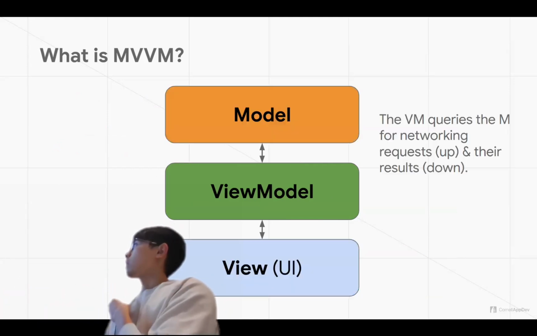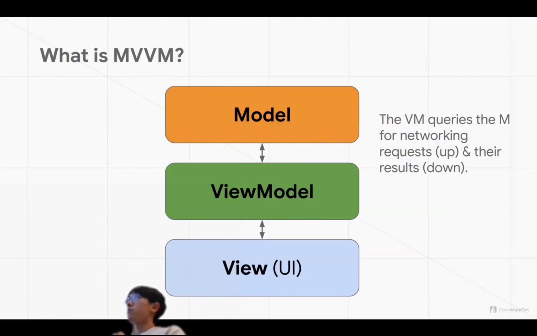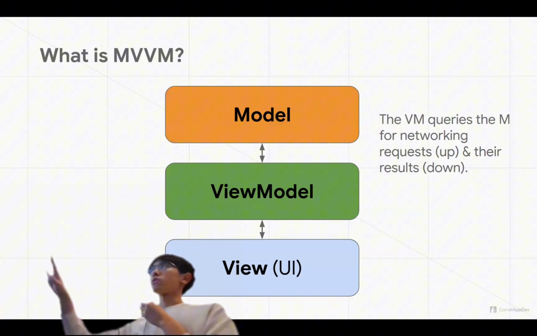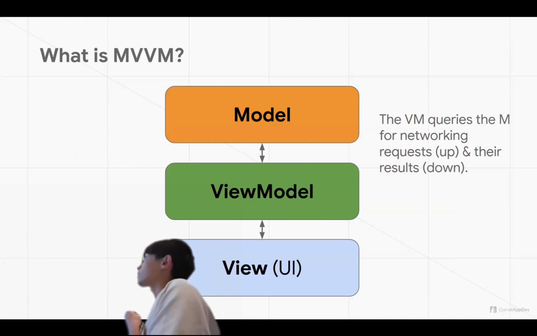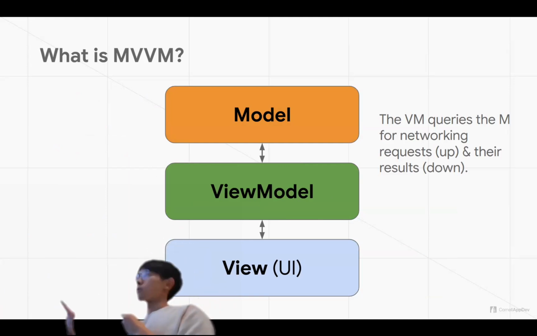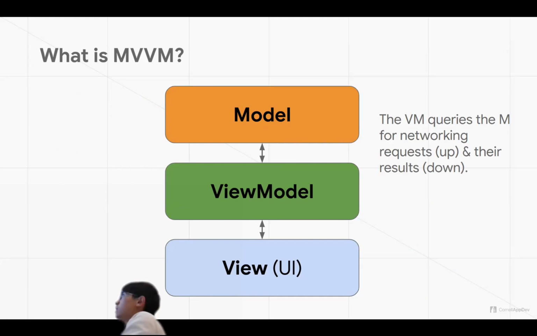And the same sort of relationship happens for the view model to the model, which we'll go over more in week 6, I believe, where the view model will query the model for things like networking requests. And then once those networking requests are done, once they've resolved, the view model will receive them from the model afterwards.